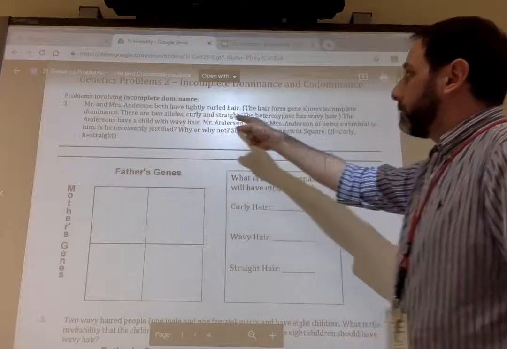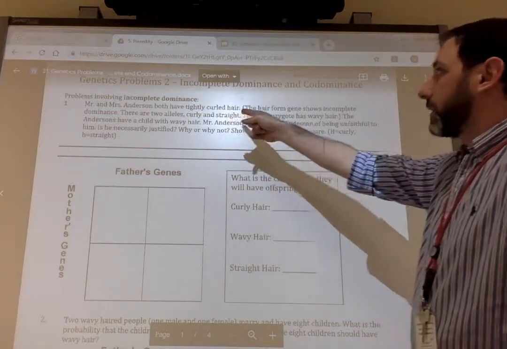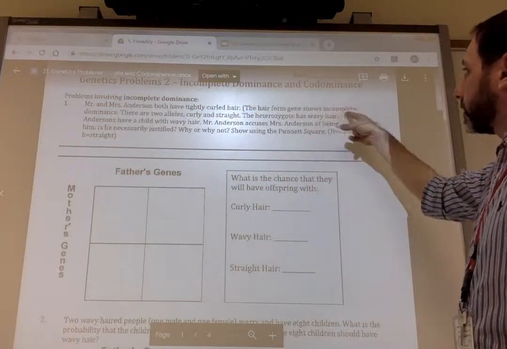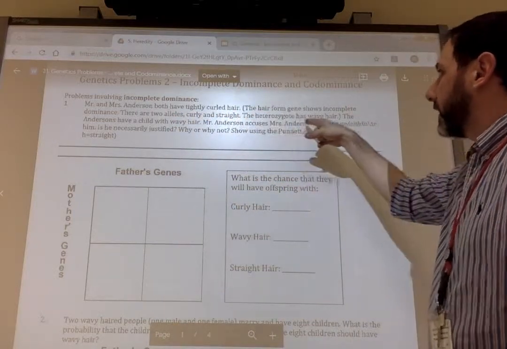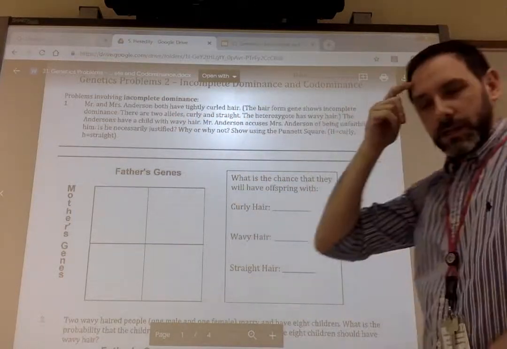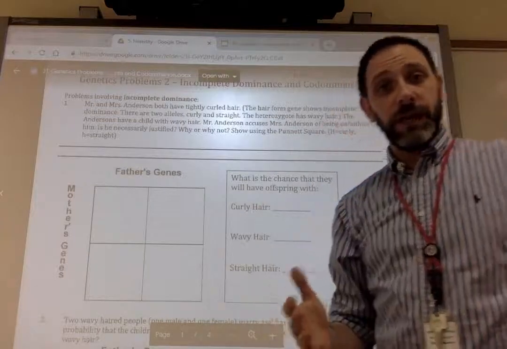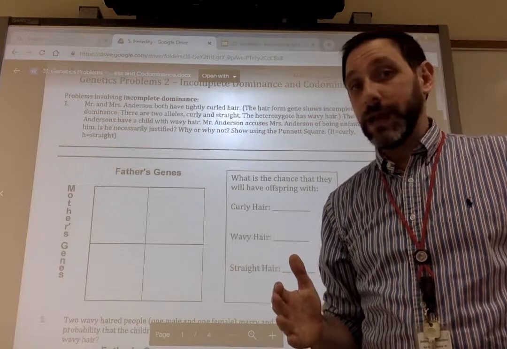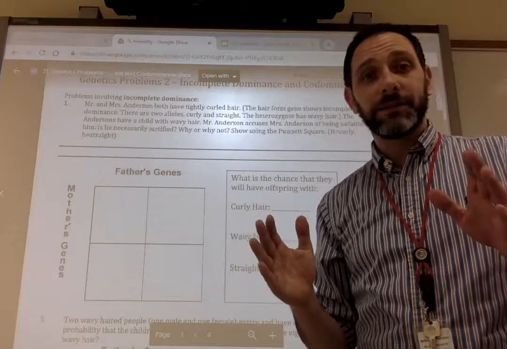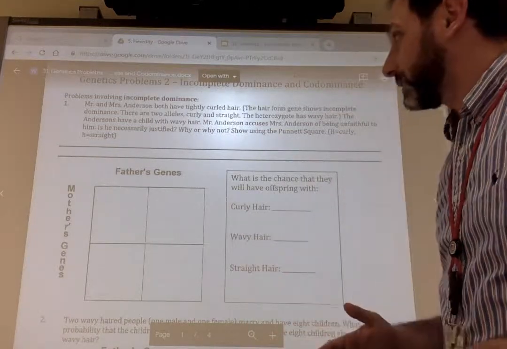Mr. and Mrs. Anderson both have tightly curled hair. The hair form gene shows incomplete dominance. There are two alleles, curly and straight. The heterozygote has wavy hair. So if they have curly hair, they're going to be homozygous dominant. Wavy hair will be heterozygous. And straight hair will be homozygous recessive.